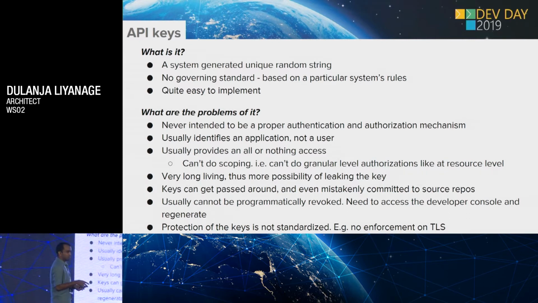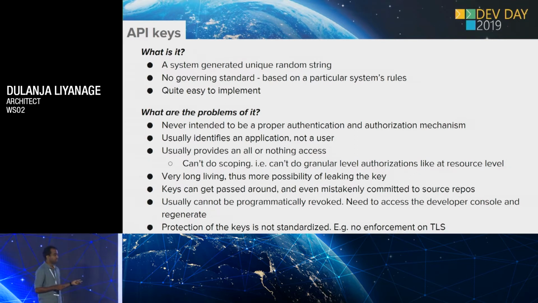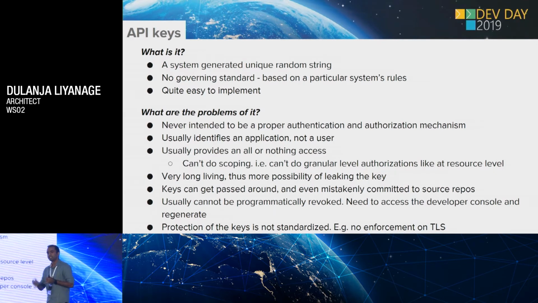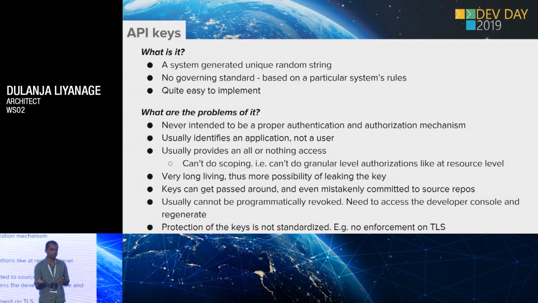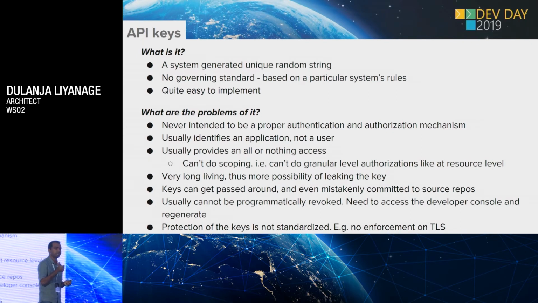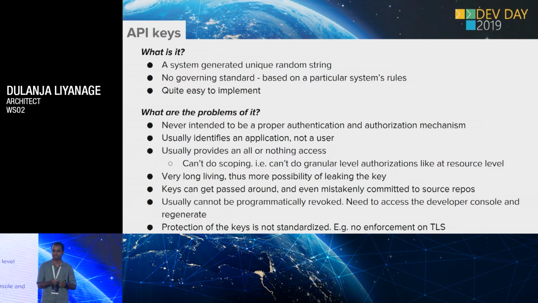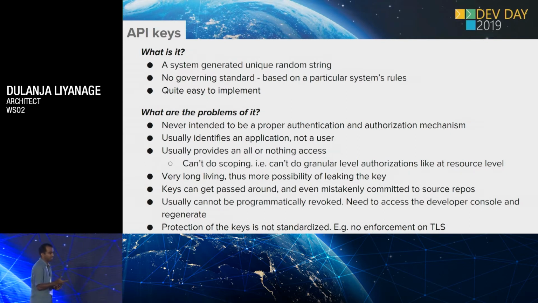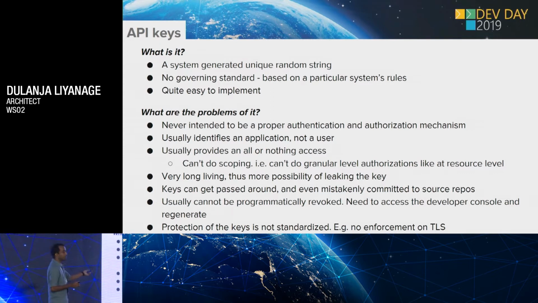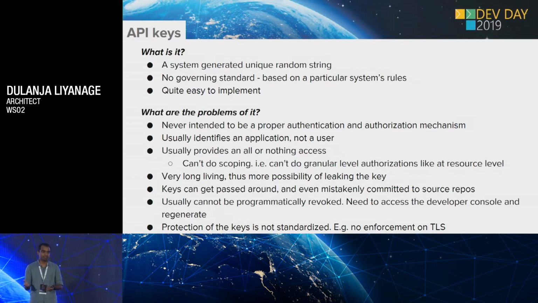So it's quite easy to implement, so we are using it. But is that all right? What are the problems of it? API keys were never meant to be a proper authentication or authorization mechanism. First of all, in most cases it doesn't identify an end user. It identifies an application. And you can't give granular-level authorization to a key. Usually you get all or nothing access. You get a key, you can access all the resources of that API.